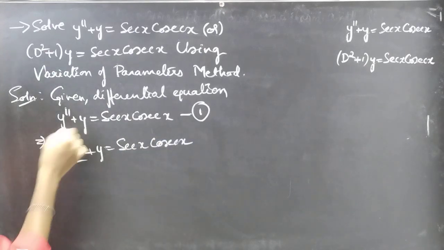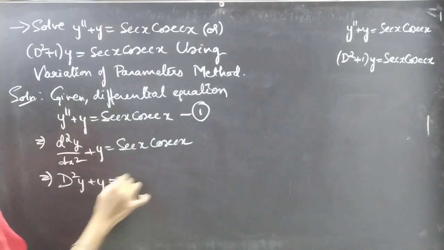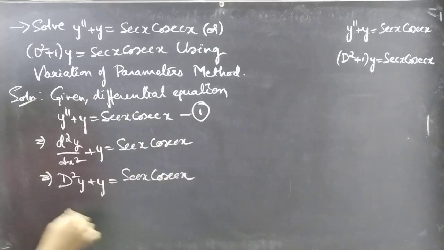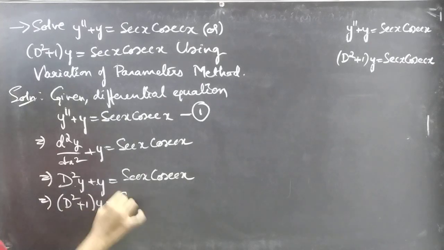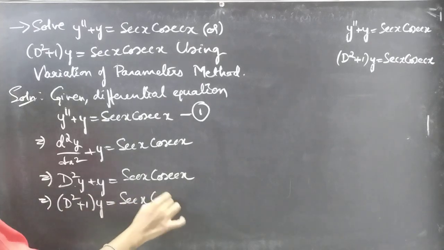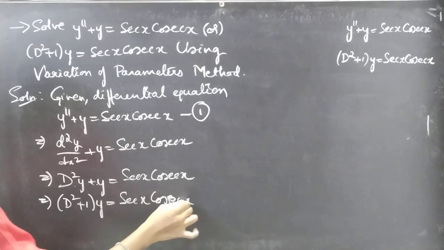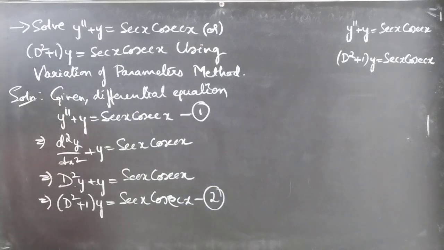We can write d square y by dx square as capital D square y plus y equal to secant x cosecant x. Now take y common from these two terms. We'll get D square plus 1 into y equal to secant x cosecant x, considered as equation number 2, which is in operator form. Equation 1 in operator form is equation 2.